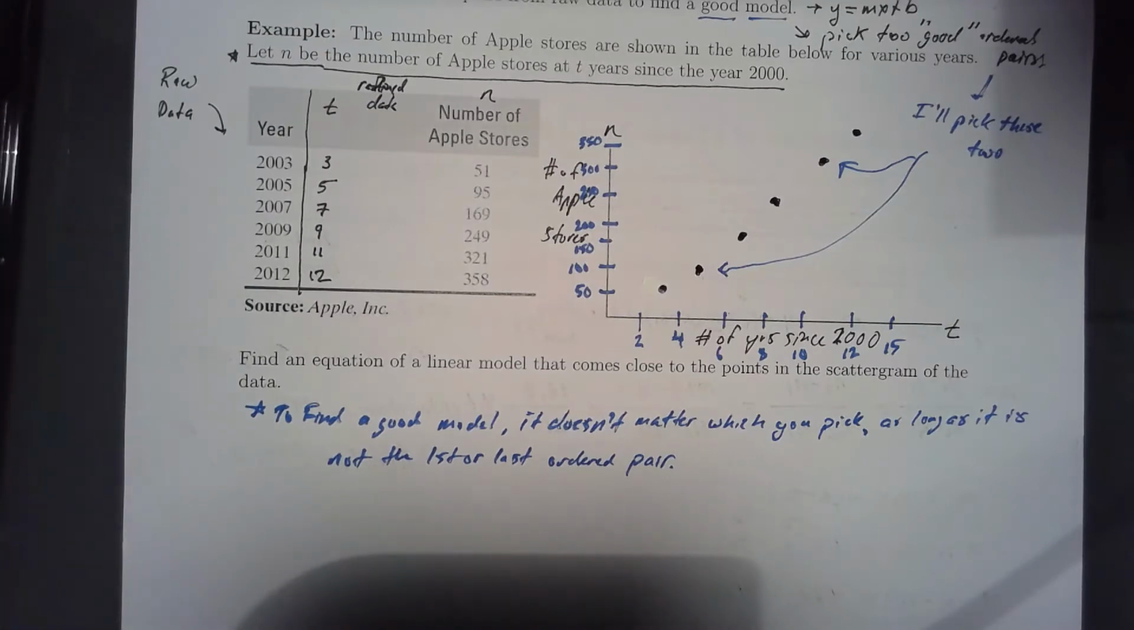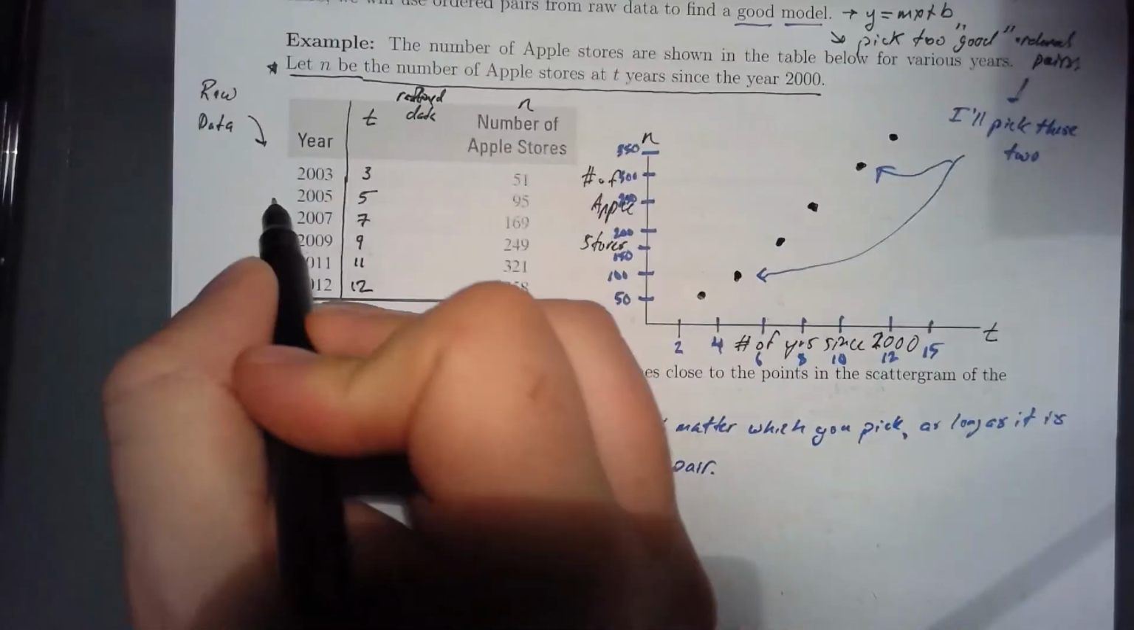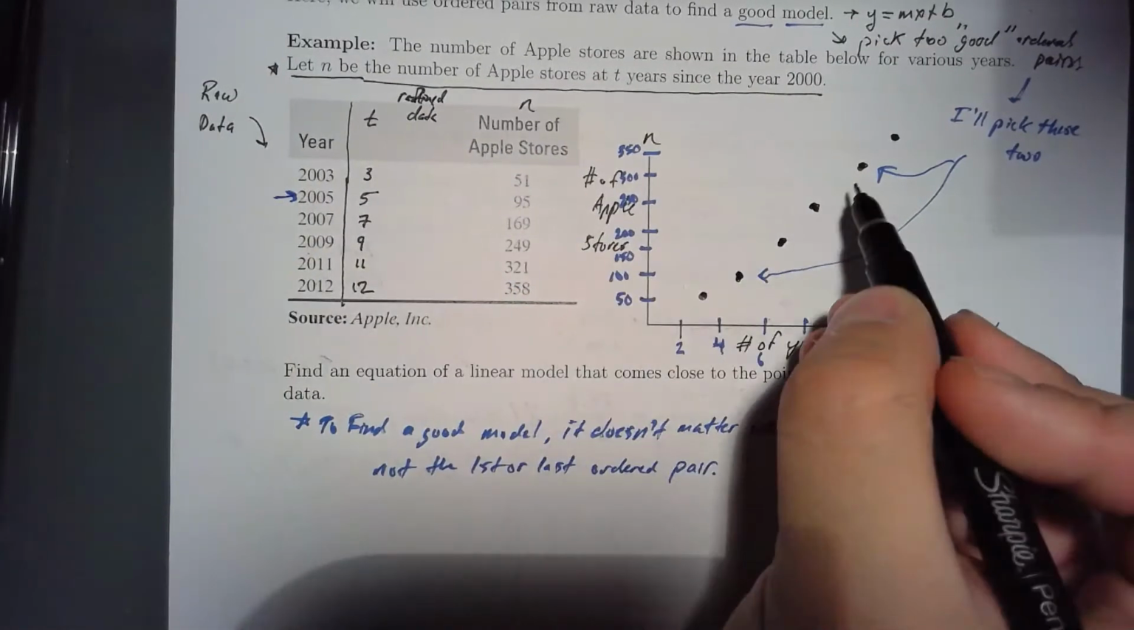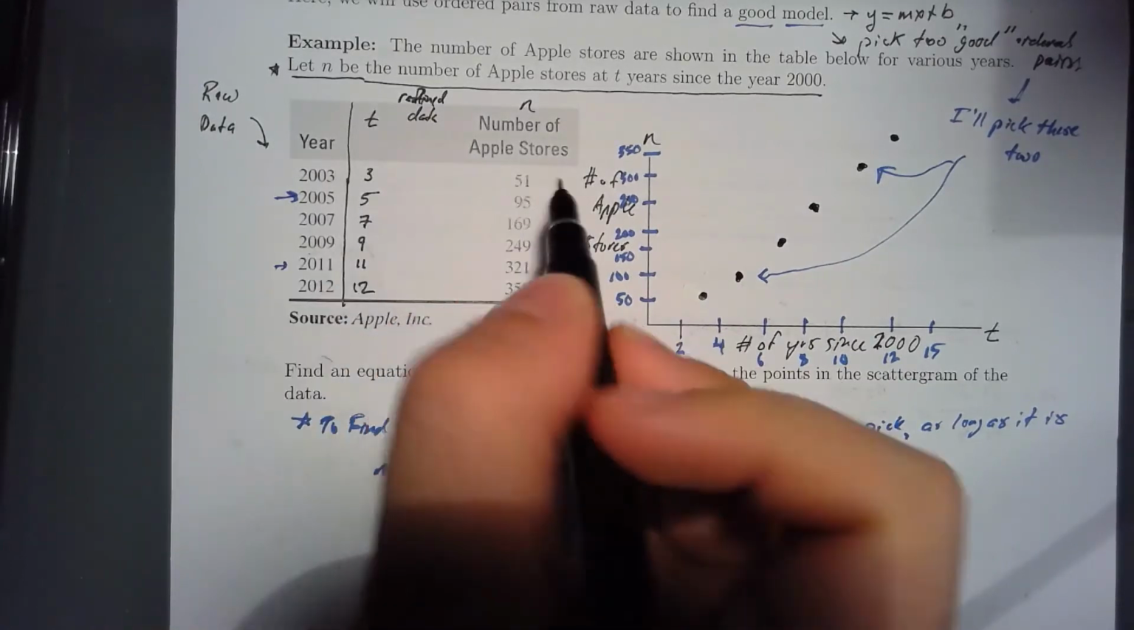All right, so the second ordered pair is this one, and the fifth one was this one. So this ordered pair is 5, 95.